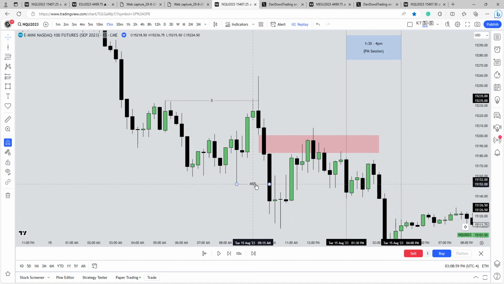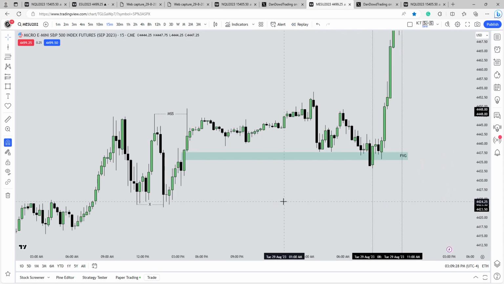Then it creates the market structure shift with the fair value gap. This SIBI fair value gap is the short entry here. Now the same can apply to a bullish example.